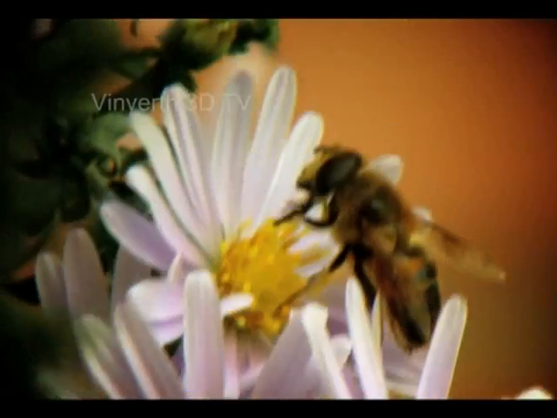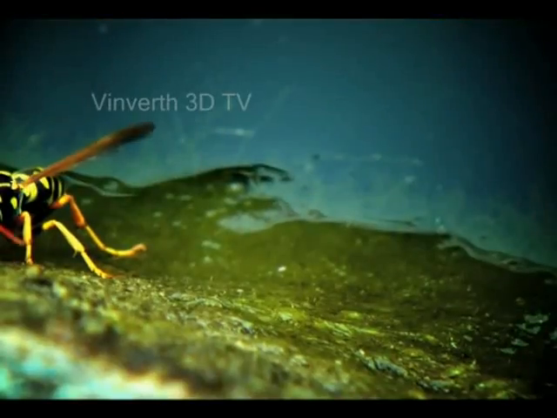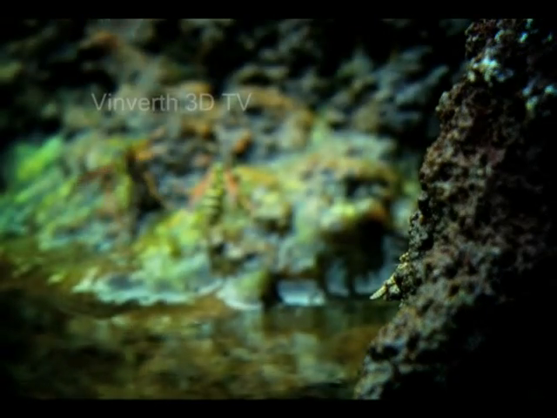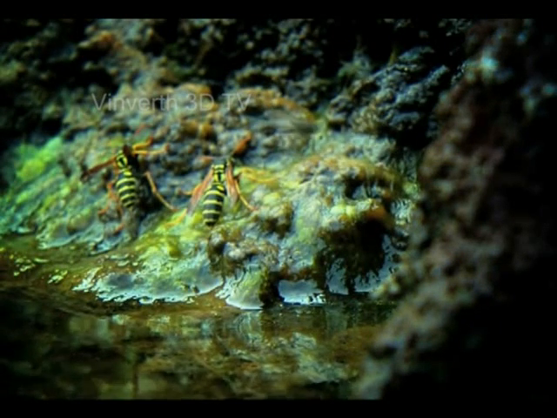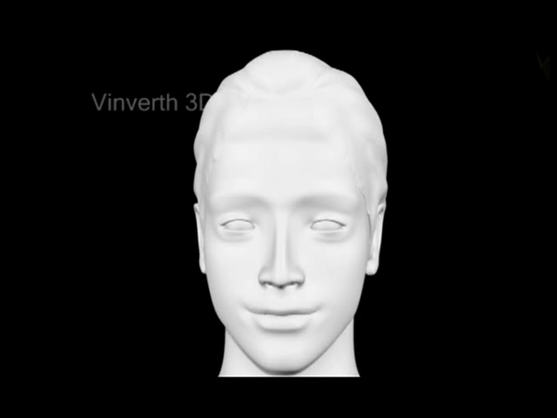Human beings have the ability to understand the distance of an object from the eye just by looking at it. This is possible because we have 3D perception, also known as depth perception.